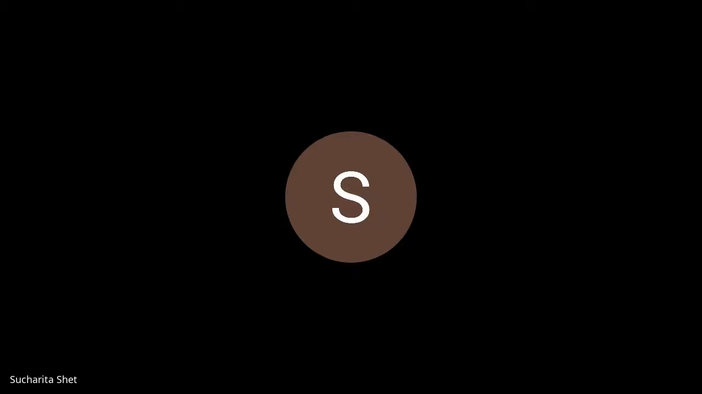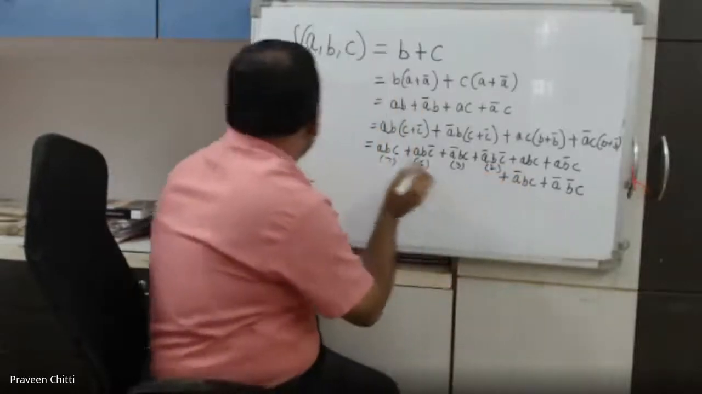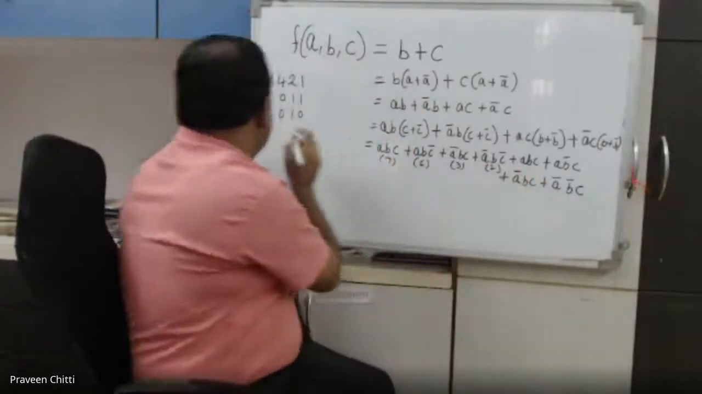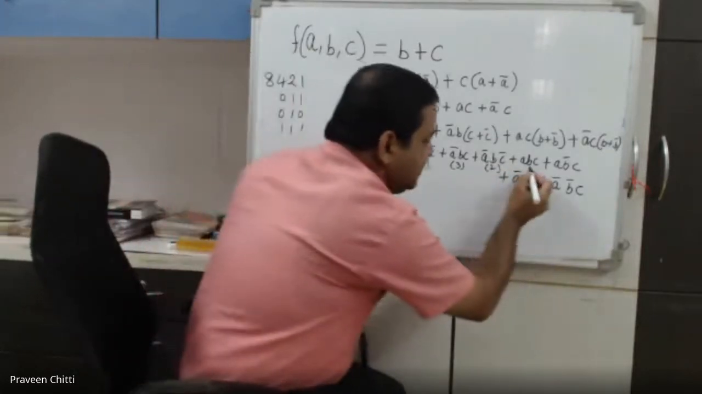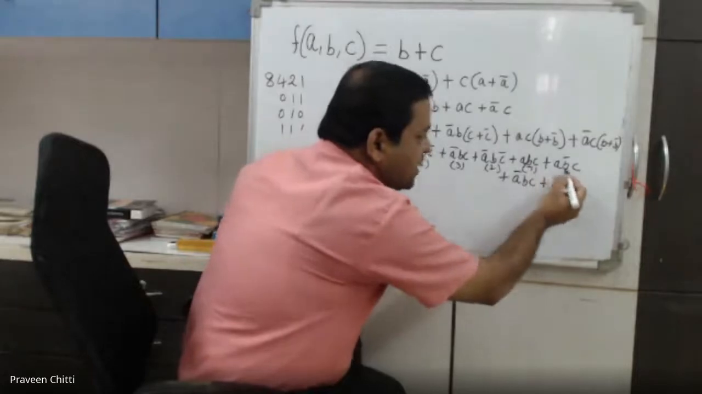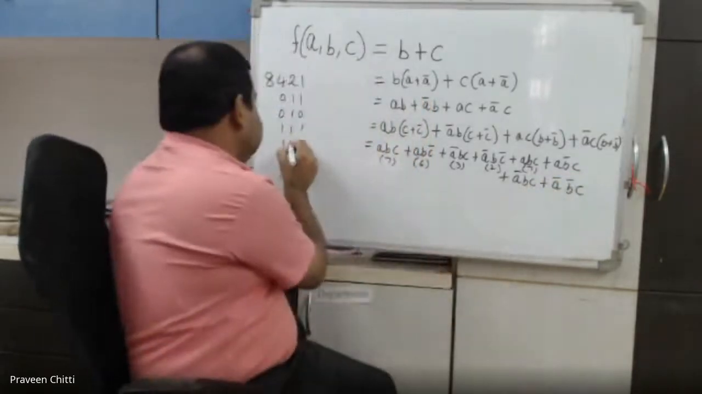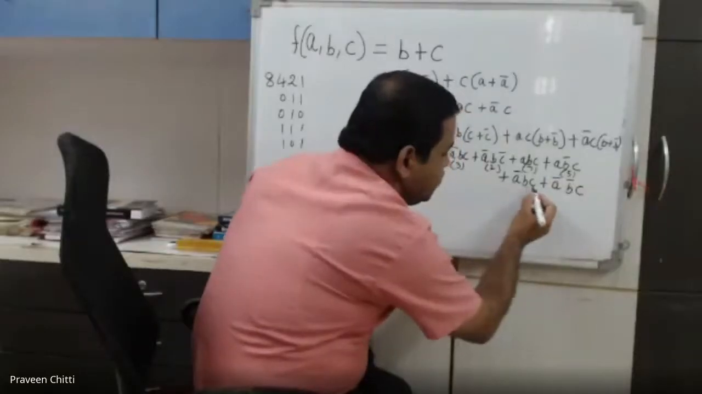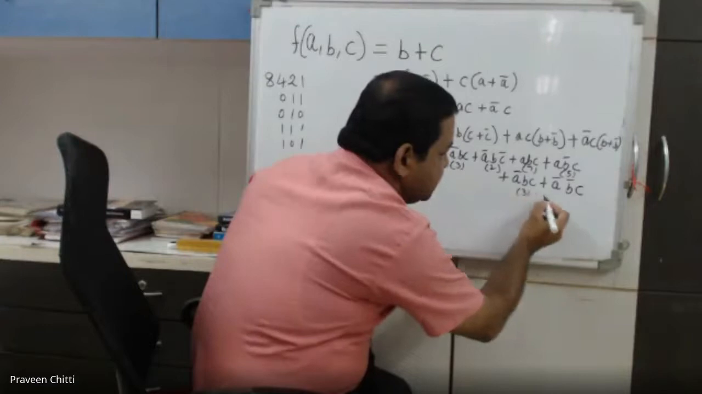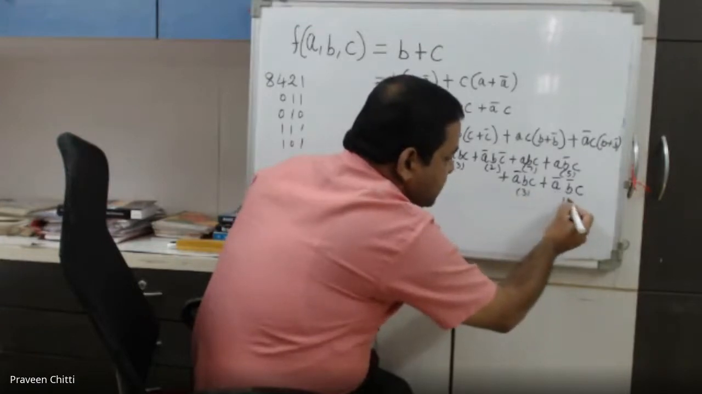Next, 1, 1, 1 again. You have to write 1, 1, 1. 4 plus 2, 6 plus 1, 7. Next, 1, 0, 1. So 4 plus 1 is how much? 5. Next is 0, 1, 1, which is again 3. And then 0, 0, 1 is what? 1.